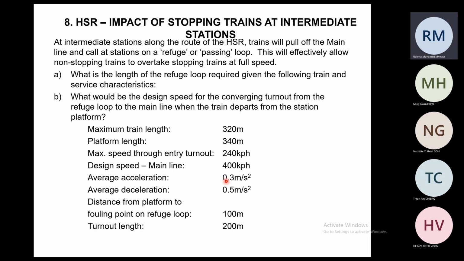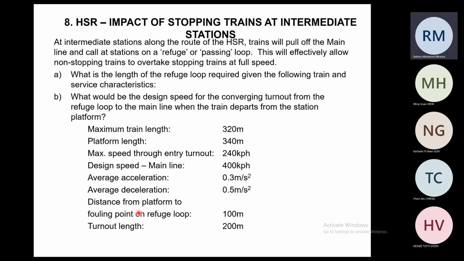Acceleration means the train stops at the station and then starts moving, going into the turnout and then into the main line. So the acceleration rate is 0.3 meters per second squared. And the average deceleration from the main line, you slow down to the turnout, then come to a complete stop, that is 0.5 meters per second squared. And the distance from the platform to the fouling point on the refuge loop is 100 meters, and the turnout length is 200 meters.